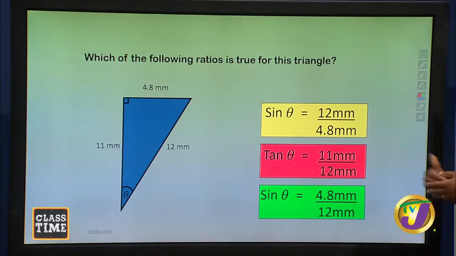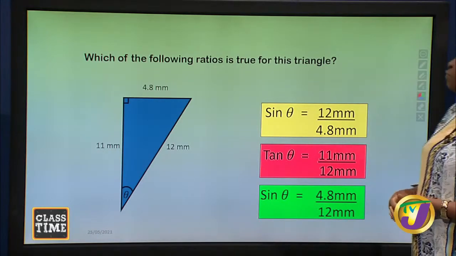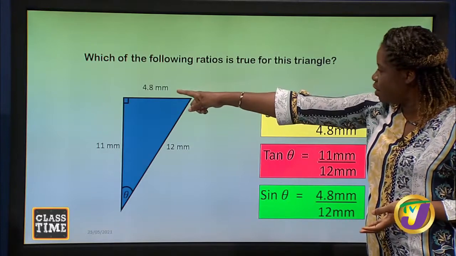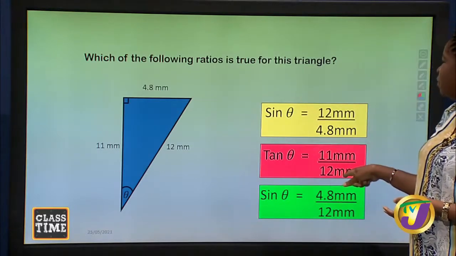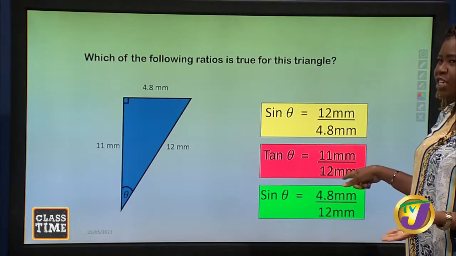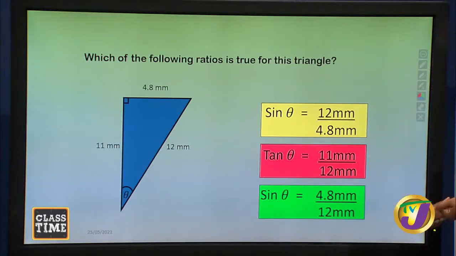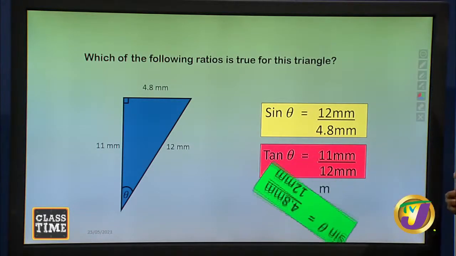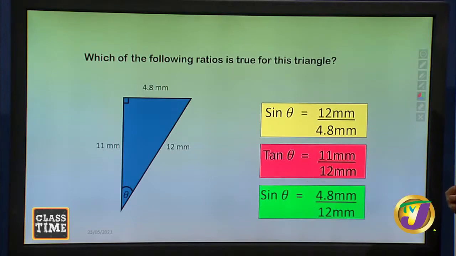Tangent. What are we comparing? With tangent, we're comparing the opposite and the adjacent side to the angle. Tangent is not linked to the hypotenuse. So the 12 there is the giveaway. It cannot be 12, because we're looking at adjacent and opposite. So the correct ratio there would be that sine theta is equal to 4.8 millimeters divided by 12 millimeters.